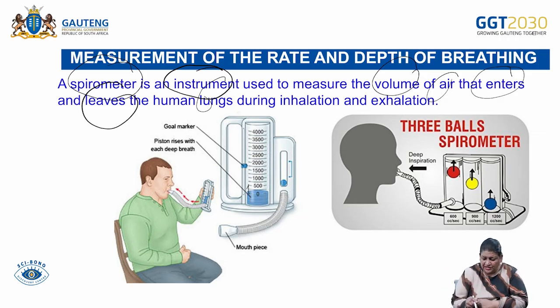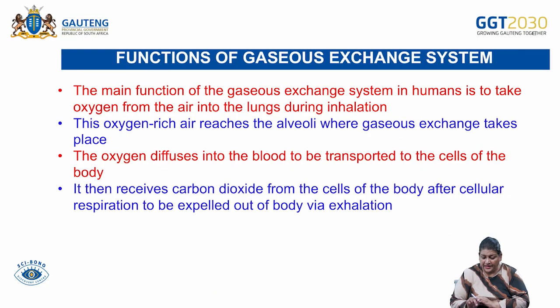So this is what the three balls will represent. He's going to take a breath in and he's going to blow, blow, blow. If he blows quite a lot and the ball goes very, very high, it shows he's very, very good. But if the ball doesn't move high when he's trying to blow out, it means his lungs are not inflating and deflating to their maximum.